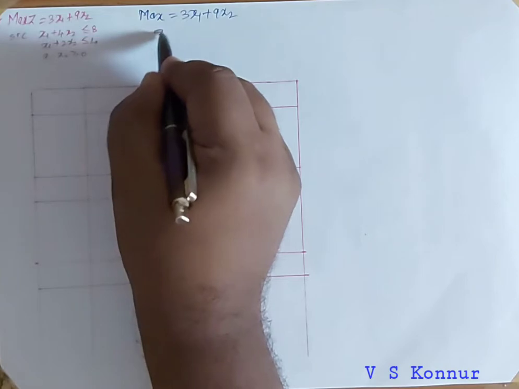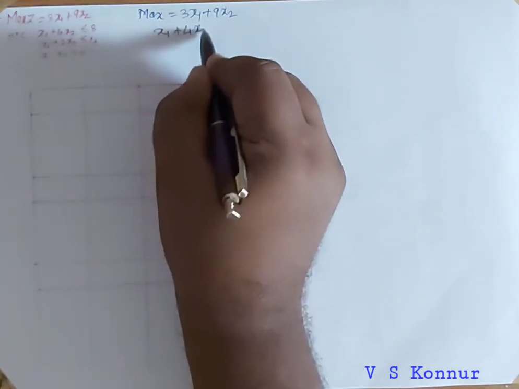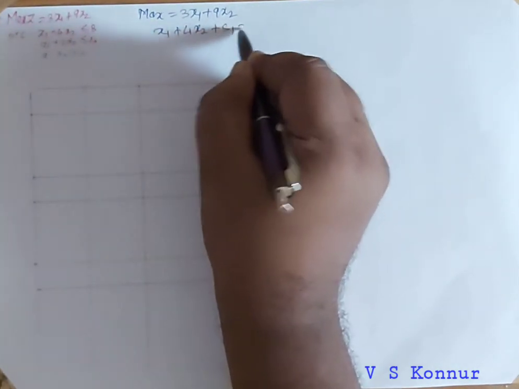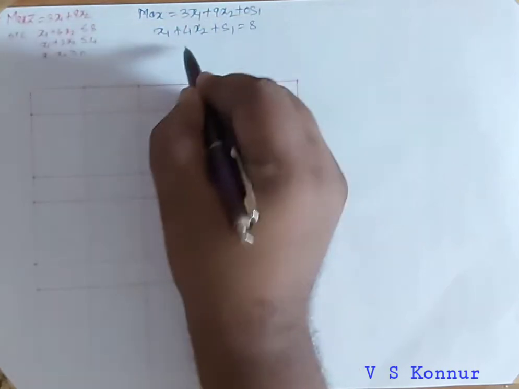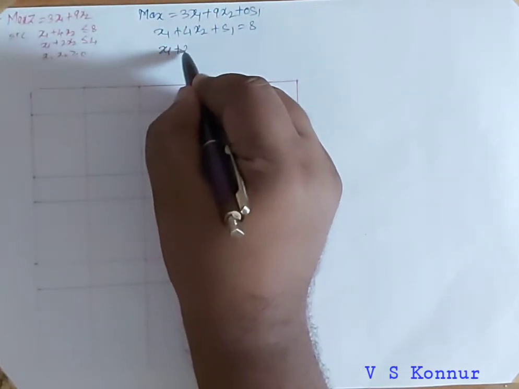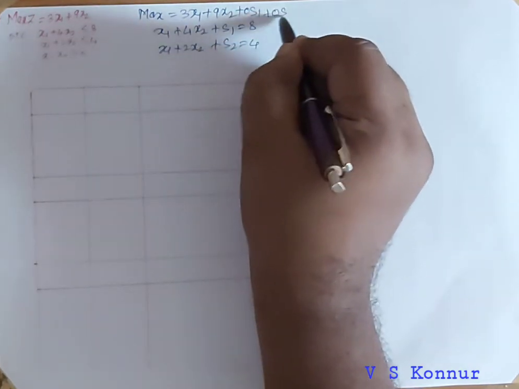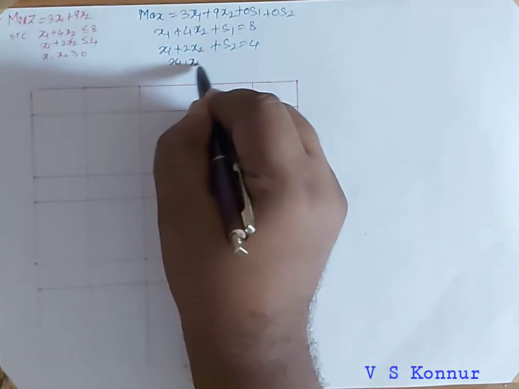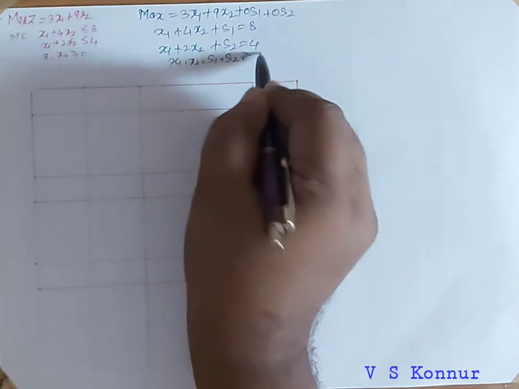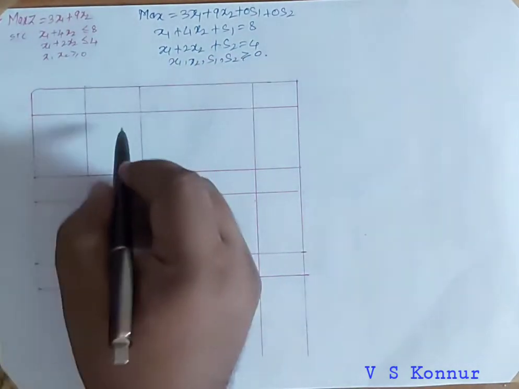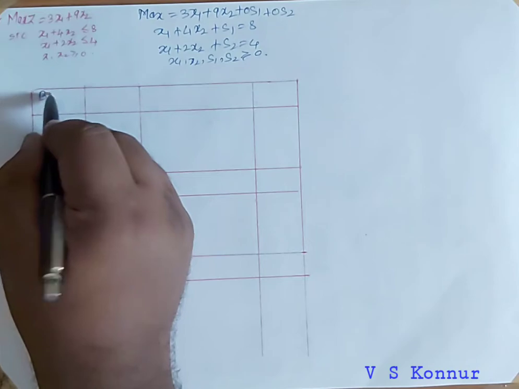First constraint: x1 plus 4x2 plus s1 equal to 8, plus 0s1. Next, x1 plus 2x2 plus s2 is equal to 4, plus 0s2. x1, x2, s1, s2 greater than or equal to 0. This is called the standard form. Now we'll bring that into the table.